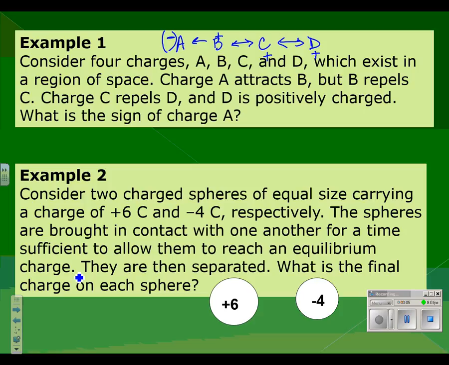Well, the thought is that if we have a +6 and a -4, we're going to end up with a total of +2 overall. So if they're going to have a +2 overall, then this one would be a +1 and this one would be a +1. Because when we have +6 coulombs plus -4 coulombs, the overall charge that exists here is +2 coulombs. So the only thing that we can do is split the charge equally, so each one would get a +1 charge.